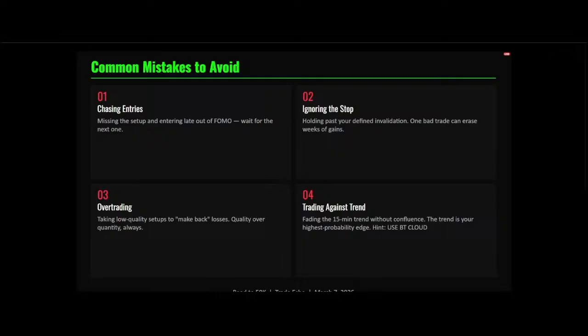And number four, trading against the trend. Oh my God, there are so many times where I try to time the top or the bottom, fading the 15-minute trend without confidence. The trend is basically your highest probability edge, especially if you're using BT Cloud. So if sellers are in control for the whole day and we're trading below all VWAPs, why the heck are you buying calls?